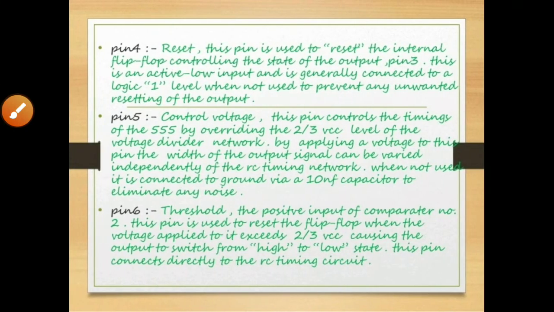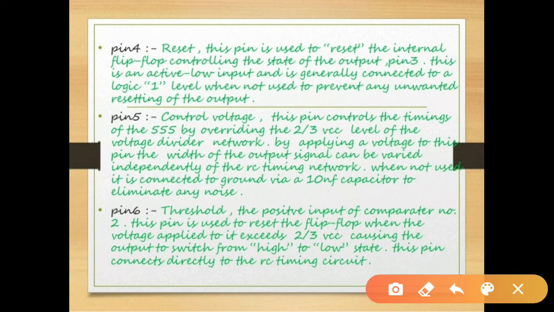Next, pin number 4 is for resetting purpose, to reset the internal flip-flop. As I said, we are using flip-flops in this case, and pin number 4 is used to reset that particular flip-flop. It consists of flip-flops, transistors, and many things. Pin number 4 is used to reset the value. This is an active low input and is generally connected to logic 1 when not used, to prevent unwanted resetting of the output. That is the function of pin number 4.